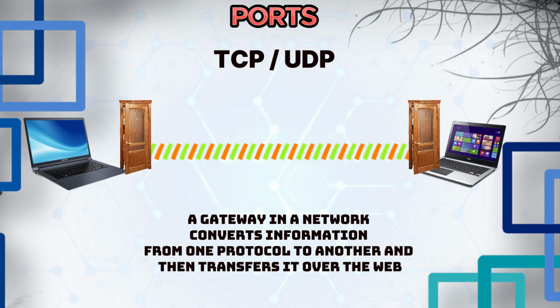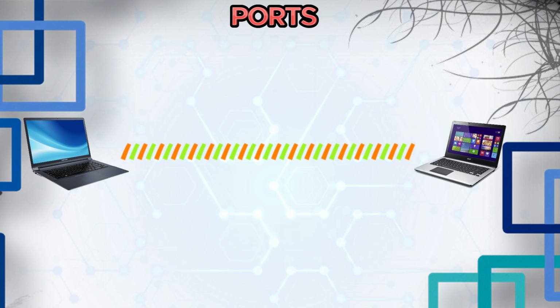Each door has a unique code number. After transmission, the receiving system uses the port number to determine where the data should be sent. The port numbers of the sender and receiver are always included in the data packet. Ports are assigned sequential numbers from 0 to 65535.